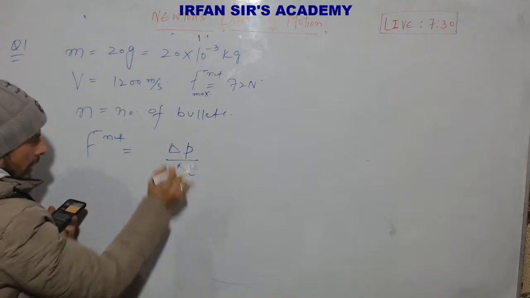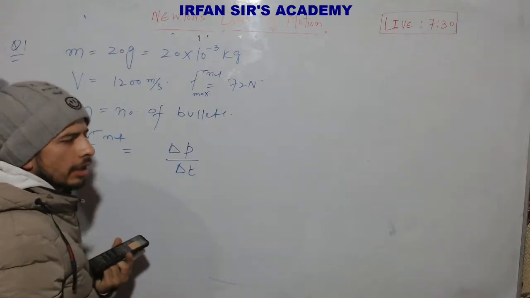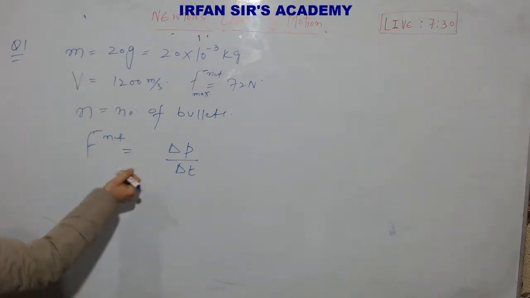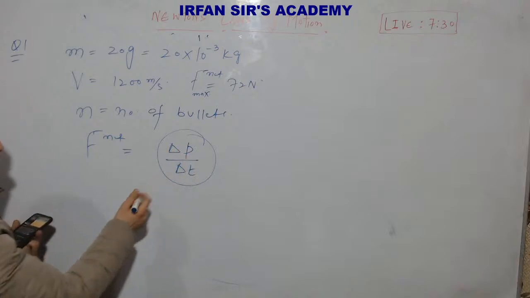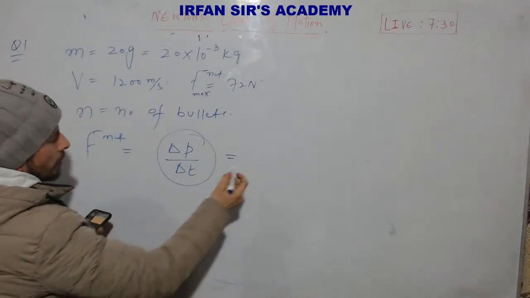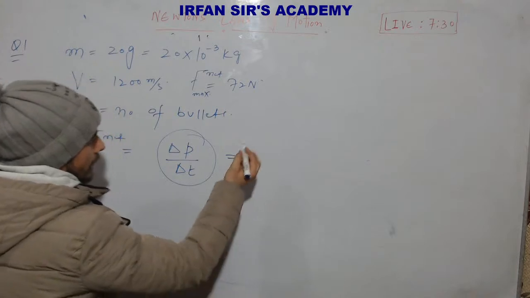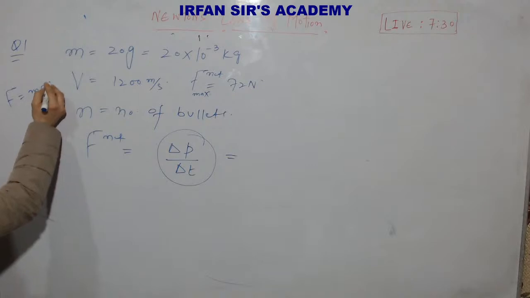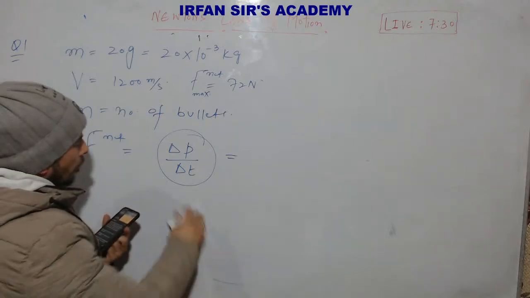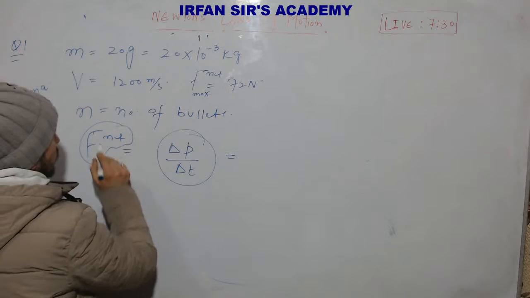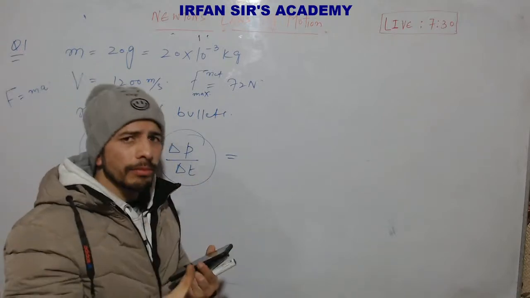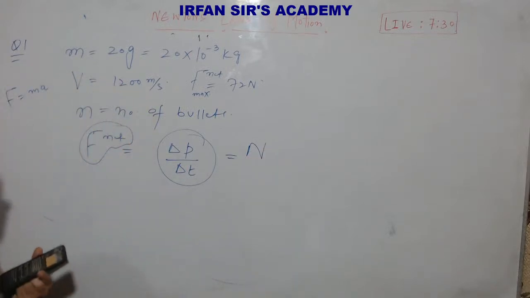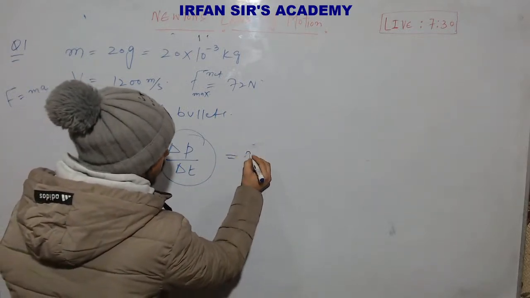You know that net force on a body, according to the second law of motion, is the change in momentum with respect to time. F net is equal to change in momentum with respect to time. But you know that F is also equal to ma. But how many bullets? On how many bullets is the force acting? There are n number of bullets, small n.